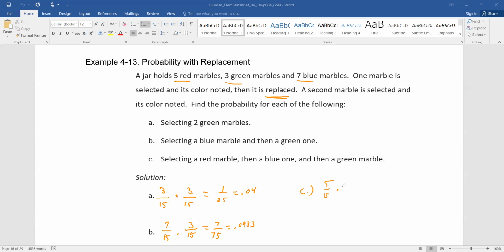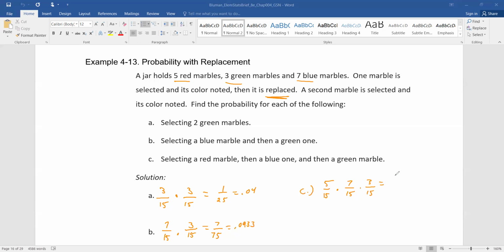Then a blue one. So that would be 7 out of 15. And then a green one. So that would be 3 out of 15. Notice the denominator never changed because every marble I'm taking out, I'm putting right back in for the next selection. So the total number of marbles never changes.